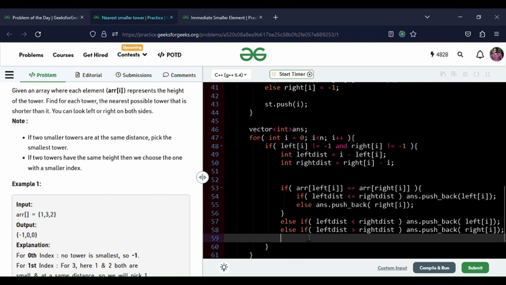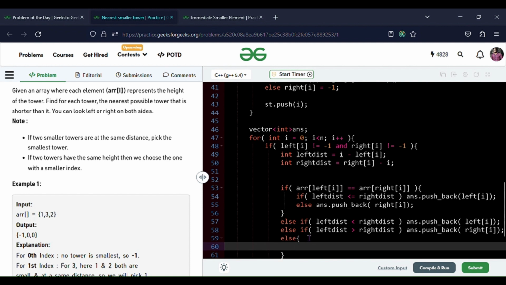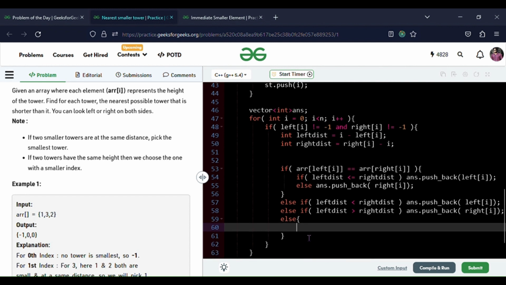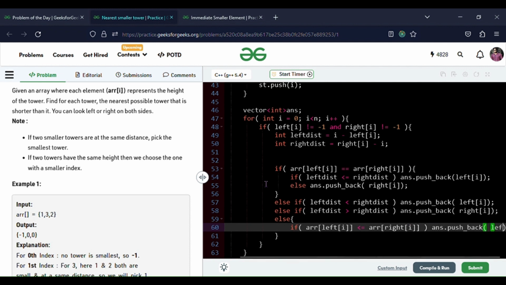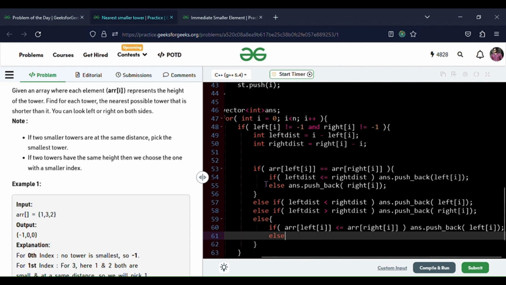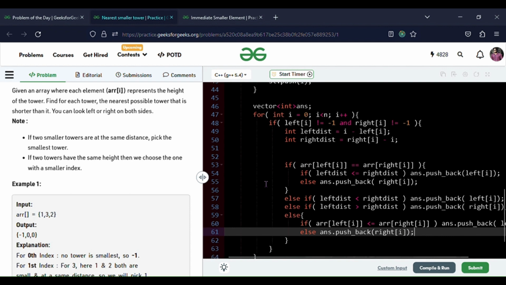Now else if the distances are same, then what we will do is we will take the smallest tower. So if the left index value is lesser than or equal to right index value, then we will pick the left one, else we will pick the right one.